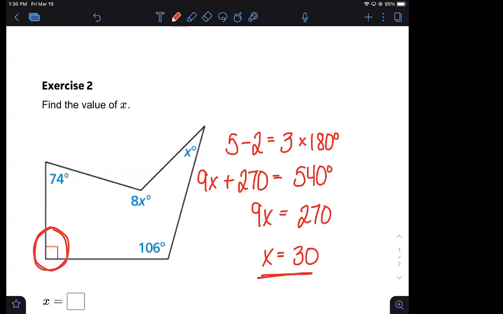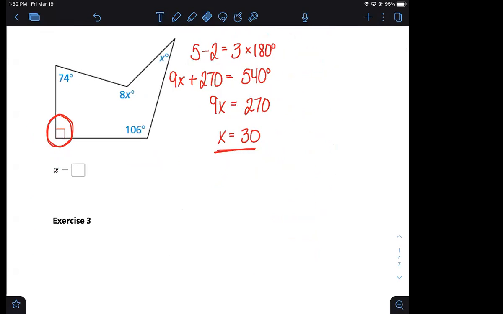I don't need a degree symbol. I won't take off points if you put the degree symbol on there. But I don't need to find out what this 8x degree angle is. I don't need to do any of that extra stuff. It just had to find the value of x, and we've done that. So number 2, the only thing that could throw you off is if you forget that right angle there, which is a common mistake. I see that a lot actually. Let's move on to number 3.